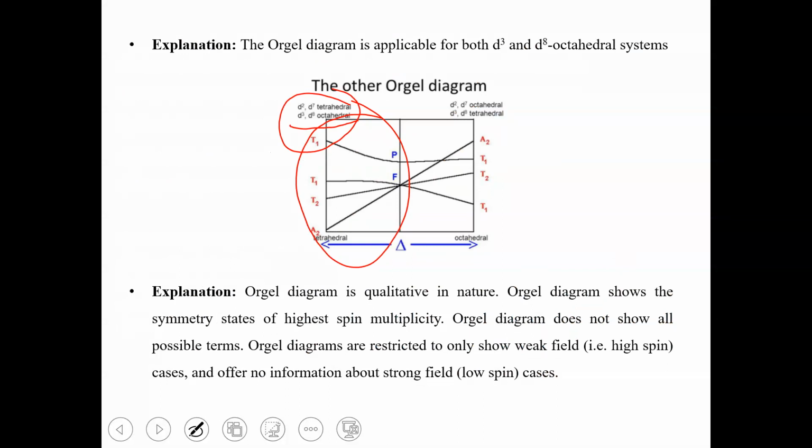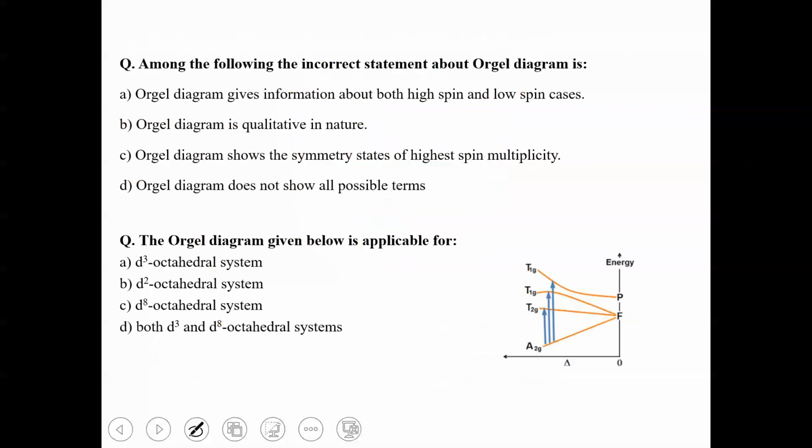And if I talk about the first one, the Orgel diagram is qualitative in nature. It is a correct statement. It shows the symmetry state of highest spin multiplicity, but it does not show all the possible terms. Orgel diagrams are restricted to only show weak field, that is high spin cases. That is basically, you can say, the drawback of Orgel diagram. Tanabe Sugano diagram is applicable to both high spin and low spin cases. So this one is the incorrect statement, and the D option is correct for the second one, right?